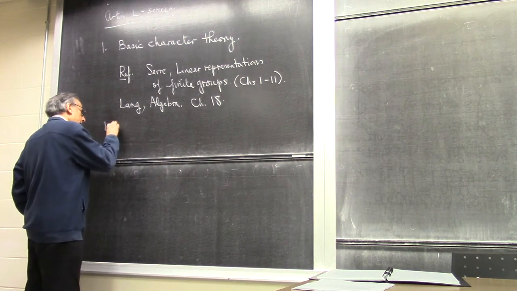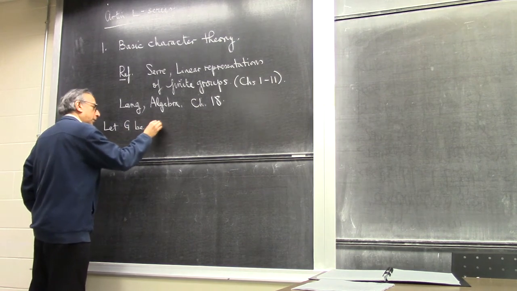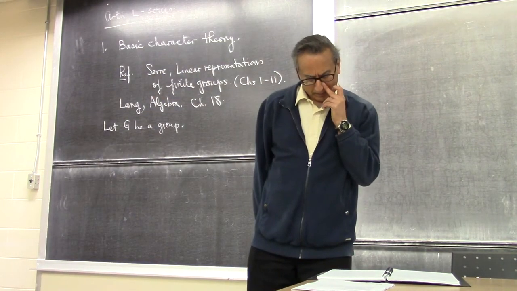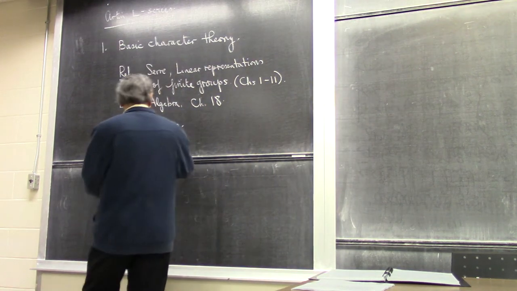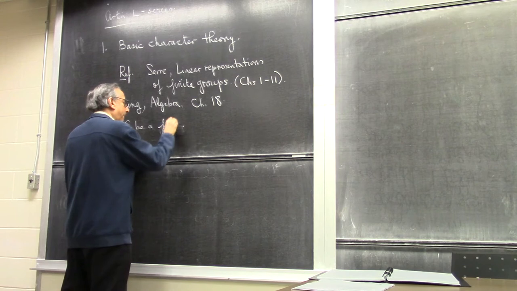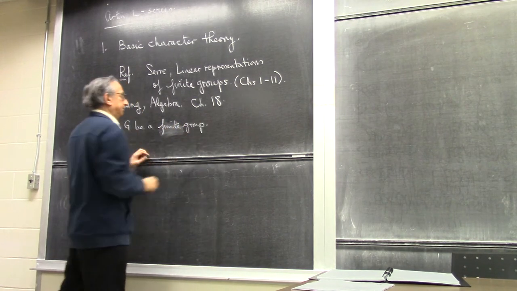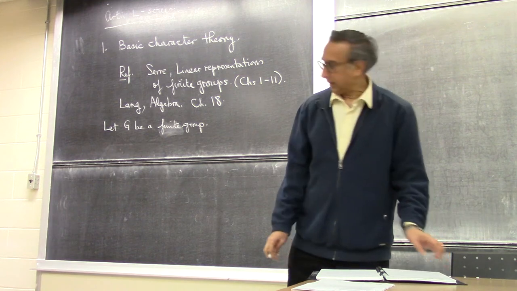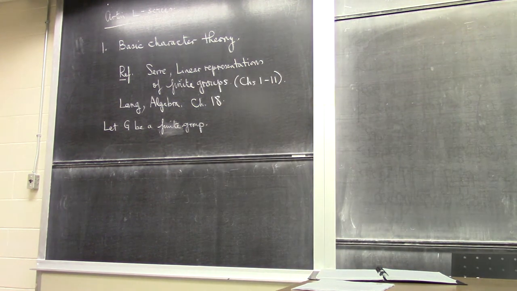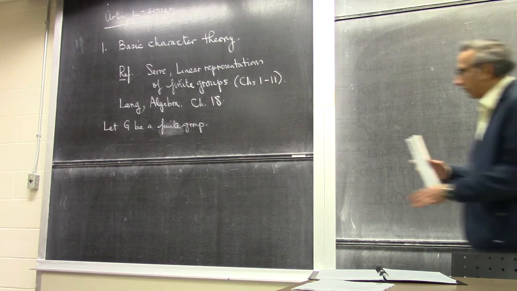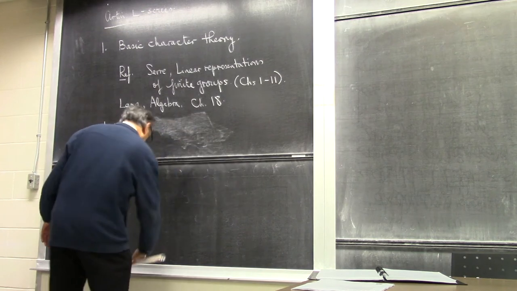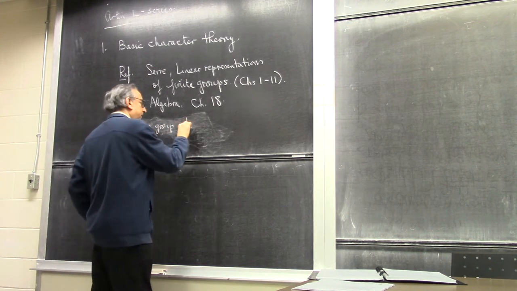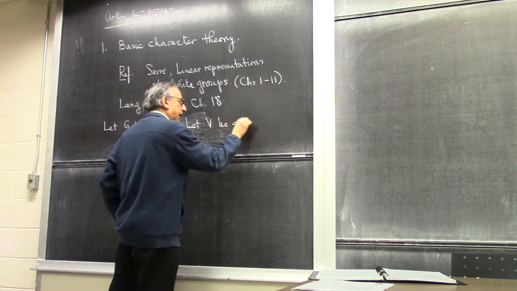So let G be a group. It doesn't have to be a finite group at this point. Let's make it a finite group, simplify life. Actually, maybe I want to be a little bit more general. You don't have to be so precise at this point. Let G be a group, and let V be a vector space.